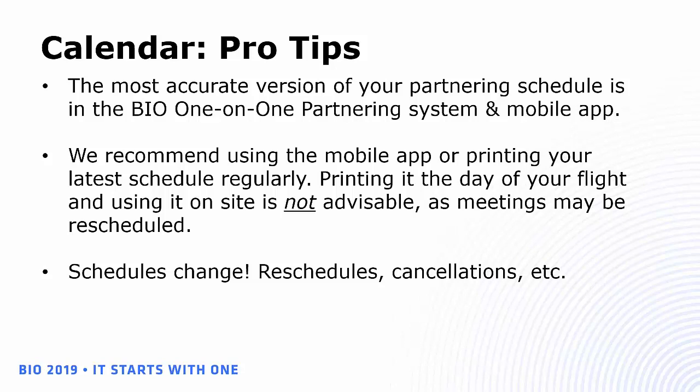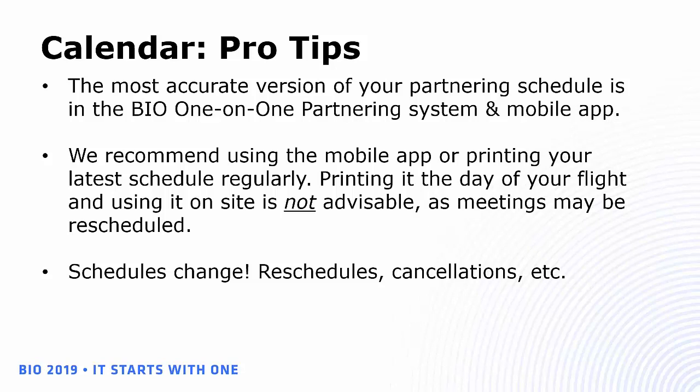However, warning, warning, warning. We see this fairly regularly. Printing your partnering schedule the day of your flight and using it all week on site is not advisable. There's a good chance you're going to have one or more meetings that will be rescheduled or canceled. Something will probably at some point change. So if you're using a week and a half old calendar, you are using out-of-date information and you might miss a meeting. Schedules change, reschedules happen, cancellations pop up, flights change, these sorts of things.